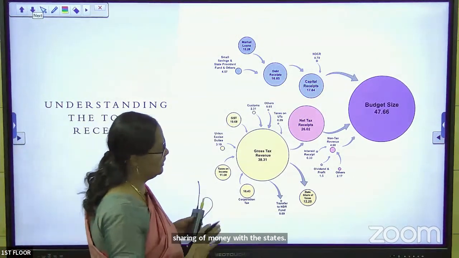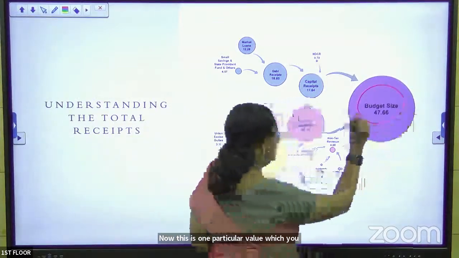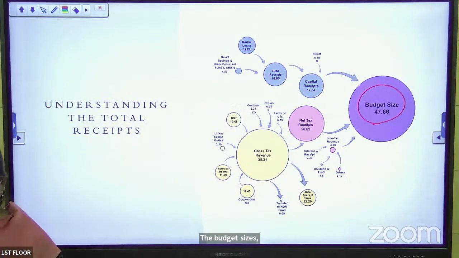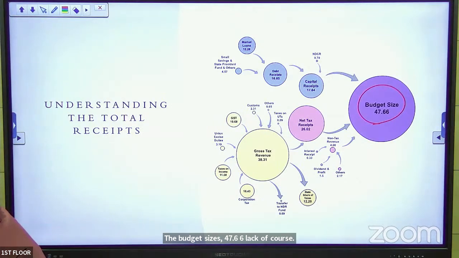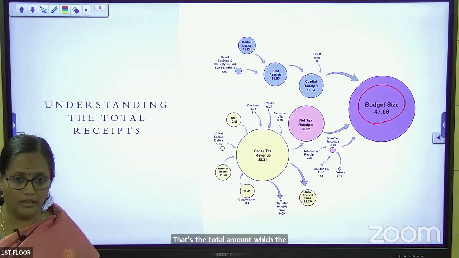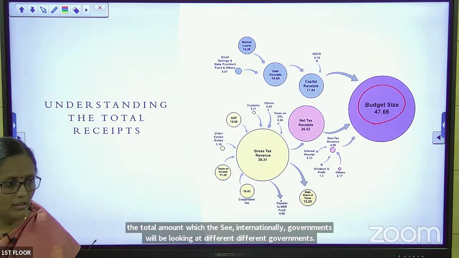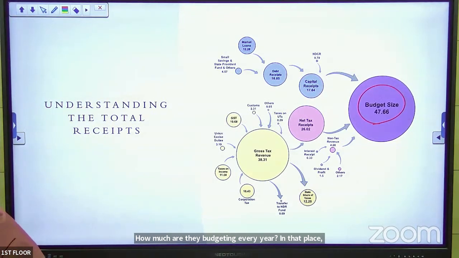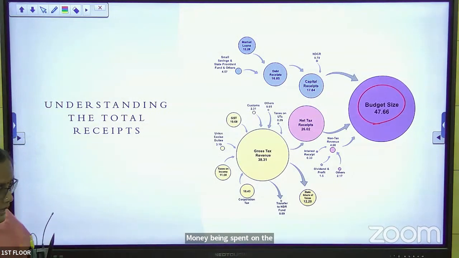Now this is one particular value which you can look at. The budget size is 47.66 lakh crores. That's the total amount which, internationally, governments will be looking at: how much different governments are budgeting every year. In that place, India is standing somewhere closer to 50 lakh crores of money being spent on the country.